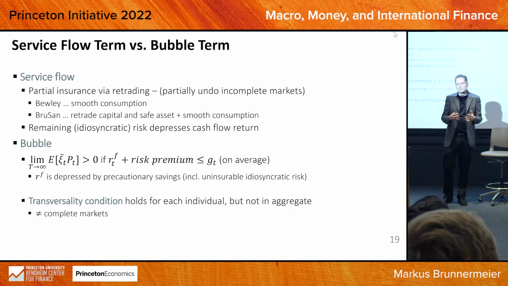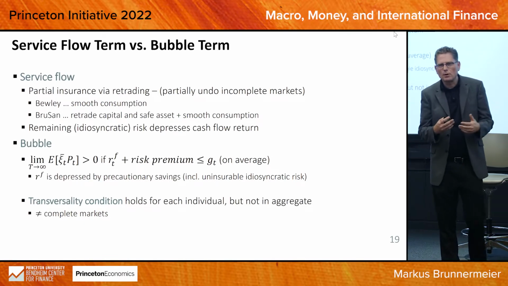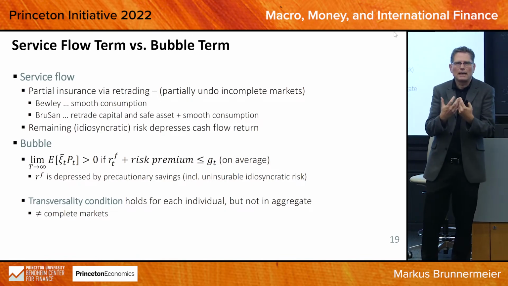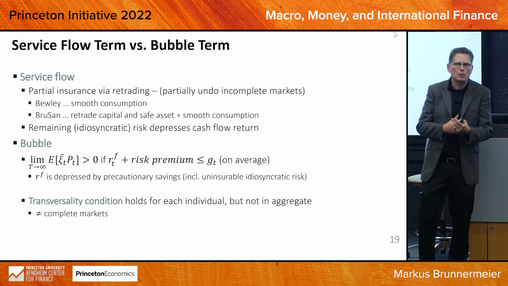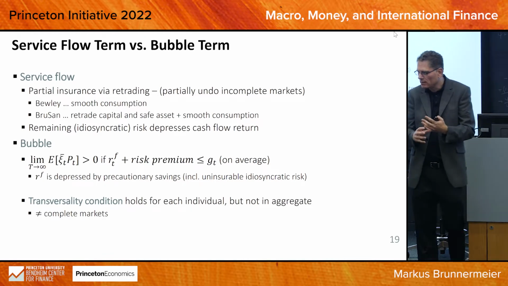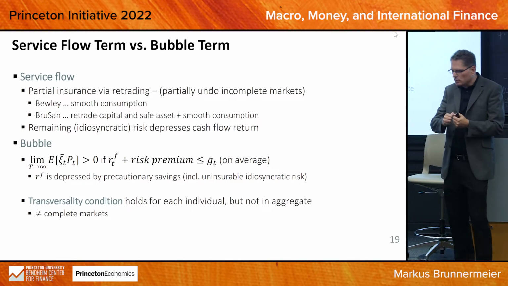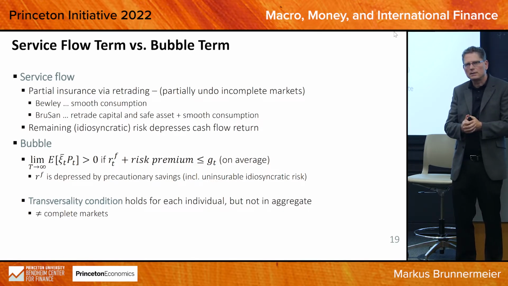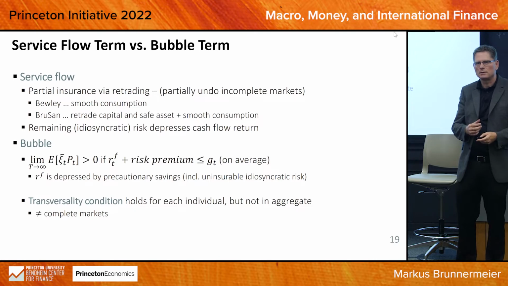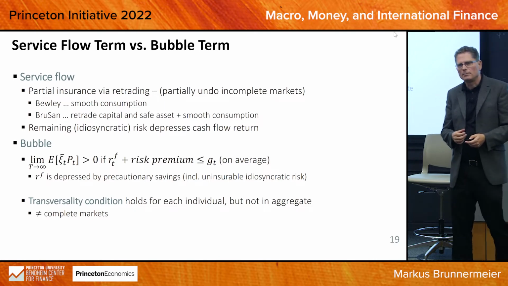So let me just say, the service flow is actually what's underneath this bubble term in this framework, because it allows you this reinsurance. There's a slight difference in Bewley models, where you get a similar thing, or Aiyagari type models. It's just not worked out, it's hidden. But it's mostly about smoothing consumption. In the paper I will present now with Julie and Sebastian, it's about retrading the capital. The shocks come from the capital, they're not endowment shocks, and you also want to change your portfolio share.